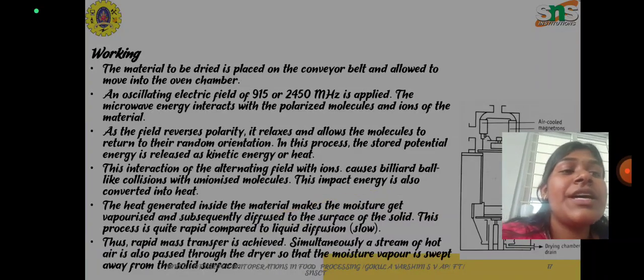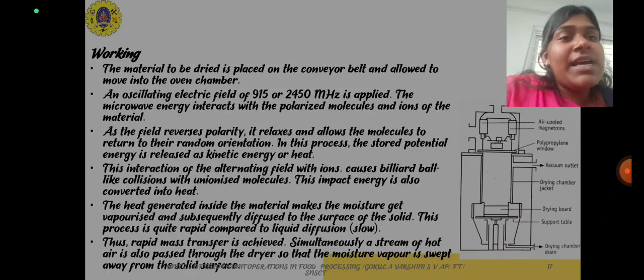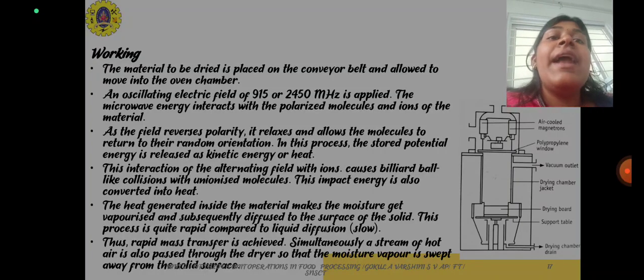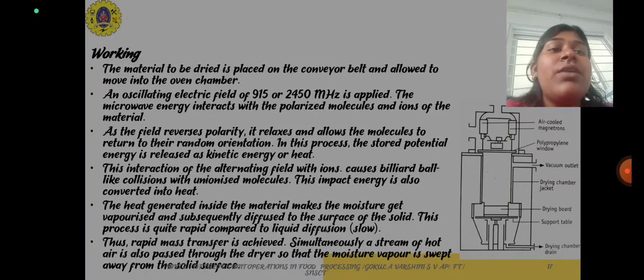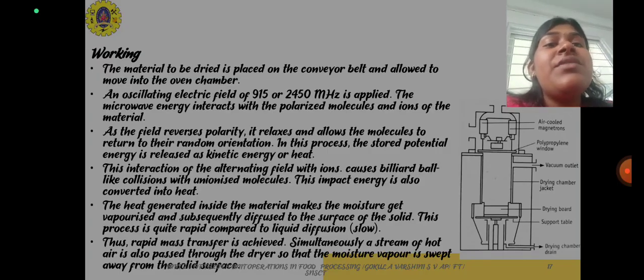And what is the working? On seeing the working, the material to be dried is placed on the conveyor belt and allowed to move into the oven chamber. An oscillating electric field of 915 or 2450 MHz is applied, and the microwave energy interacts with the polarized molecules and ions of the material. As the field reverses polarity, it relaxes and allows the molecules to return to their random orientation.